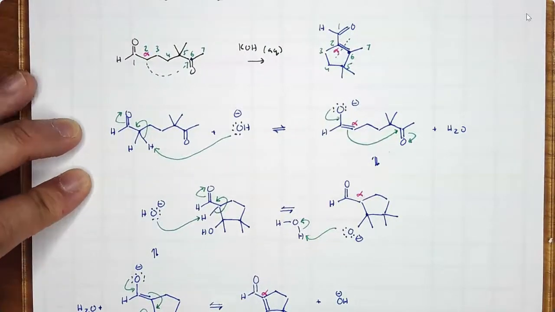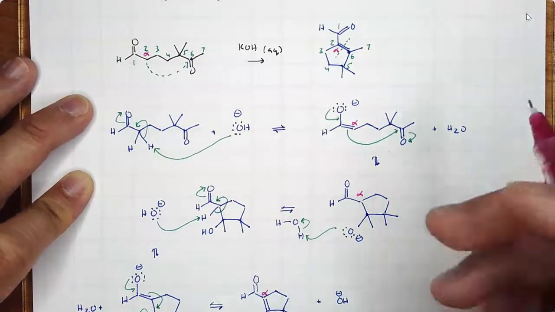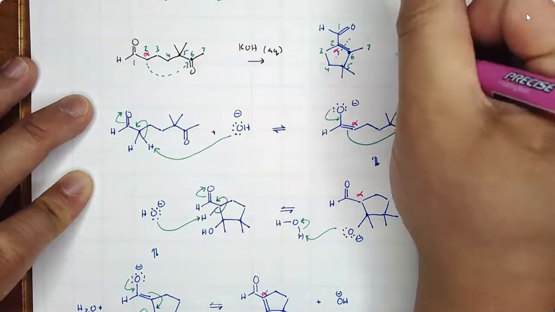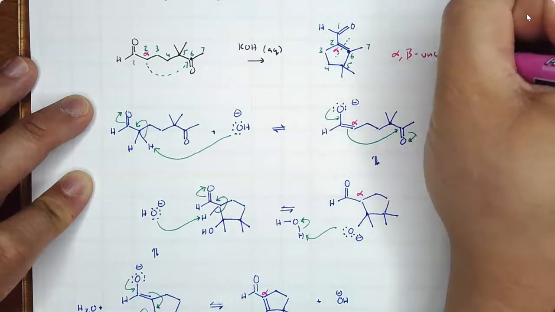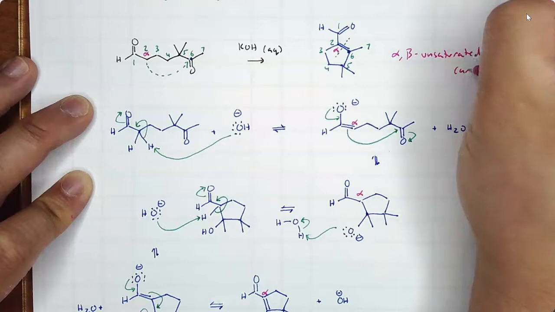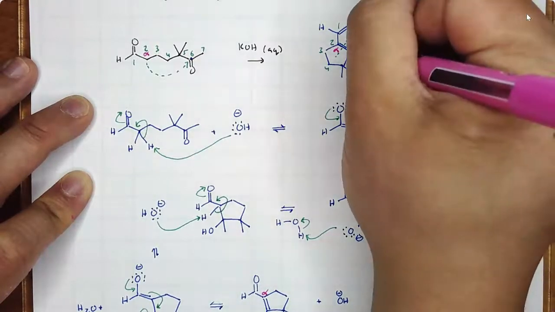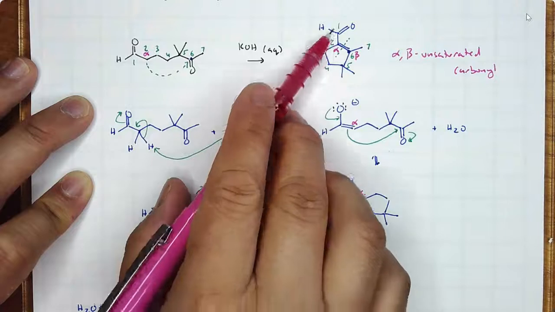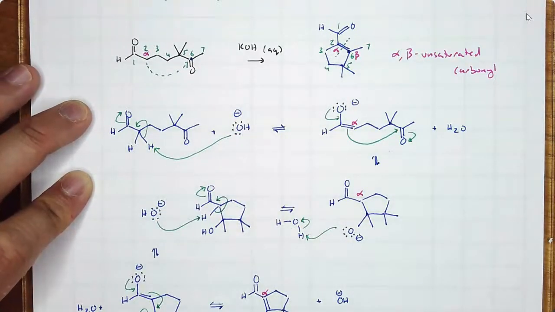Oh, by the way, we could verify, did we do an aldol condensation? Because typically you make what? An alpha beta unsaturated carbonyl. And your beta now is right here. From the carbonyl, you have the alpha and the beta. There's a double bond between the alpha and the beta.